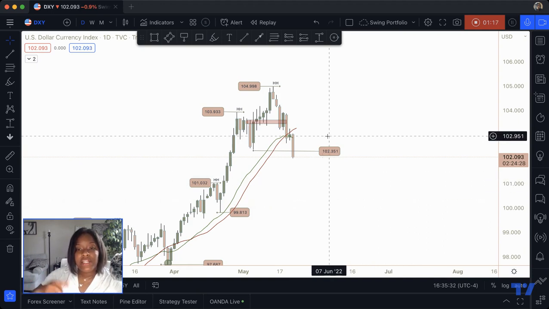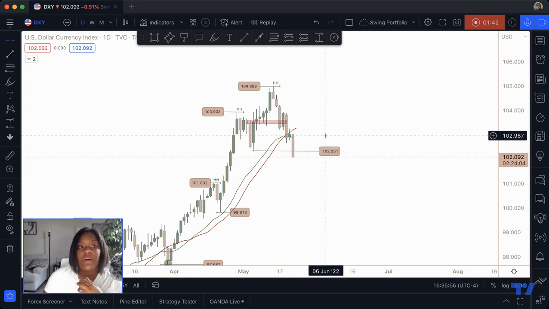Now, the question is, since the dollar is reversing, what does that mean? Like, what should you do next? I think now what you have to do is first analyze where the dollar can go and then analyze the currency pairs closest to it and where they can go next. So I'm going to go over two, maybe three of the most currently related currency pairs to the dollar index.